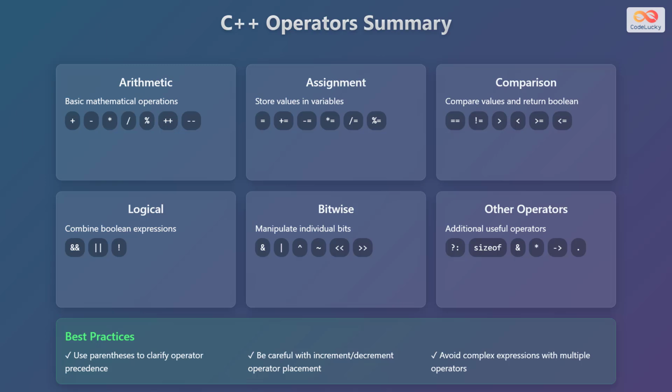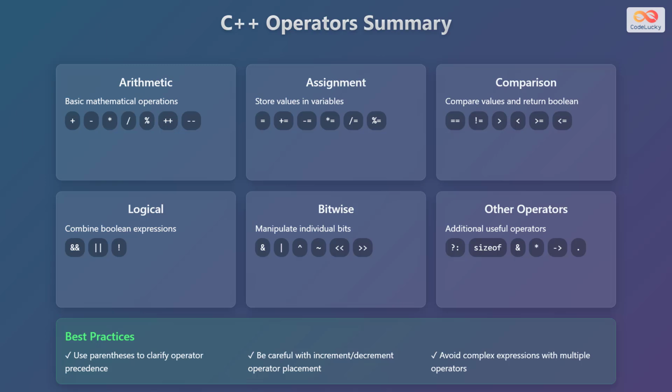We explored comparison operators, which compare values and return a Boolean result using operators like double equals, exclamation mark equals, greater than, less than, greater than or equals to, and less than or equals to. Then we talked about logical operators, which combine Boolean expressions using operators like double ampersand, double pipe, and exclamation mark. We looked at bitwise operators, which manipulate individual bits using operators like ampersand, pipe, caret, tilde, double less than sign, and double greater than sign. And finally, we briefly mentioned other operators like the ternary operator, sizeof, dereference, address of, member access, and pointer to member access.